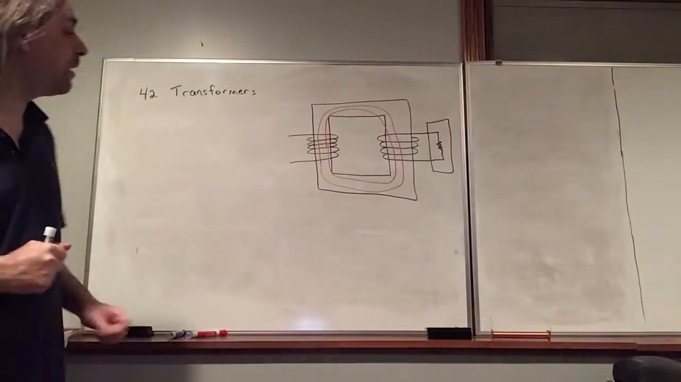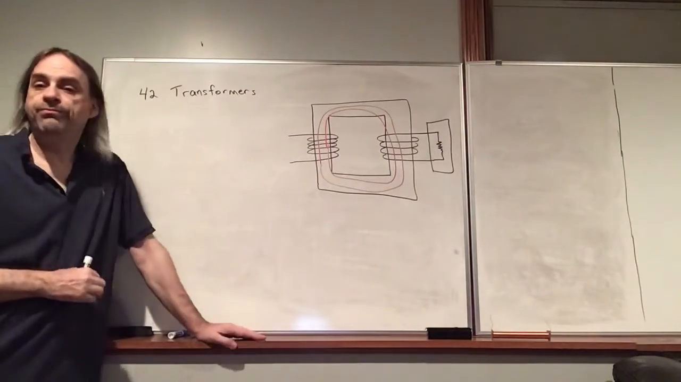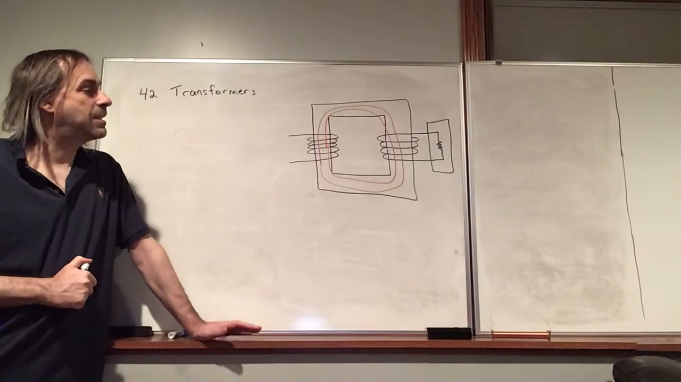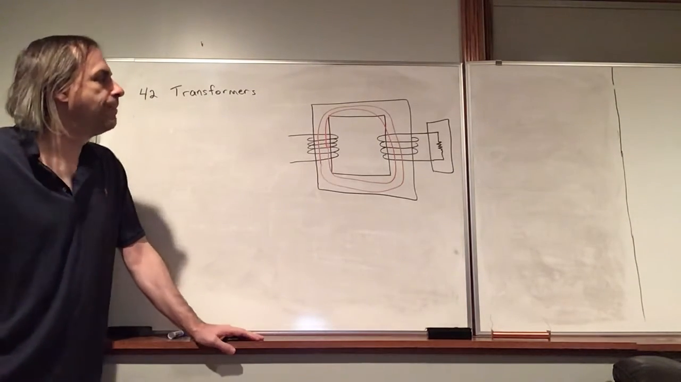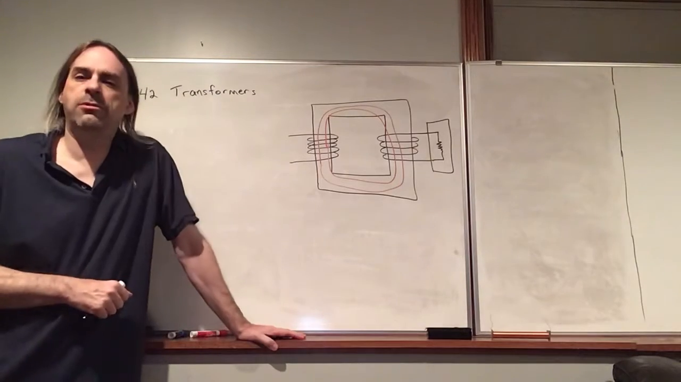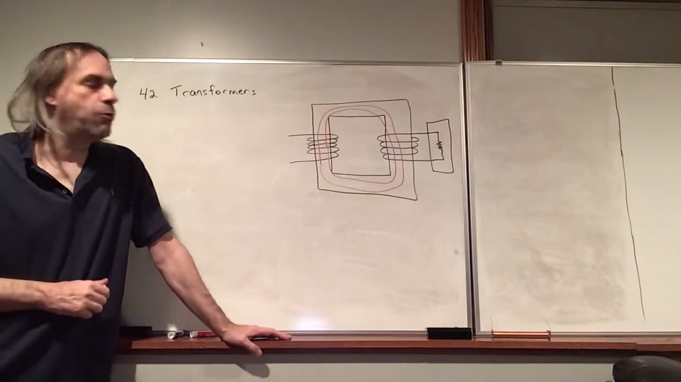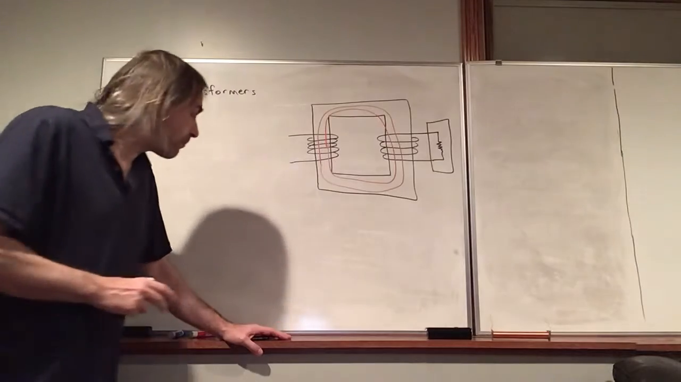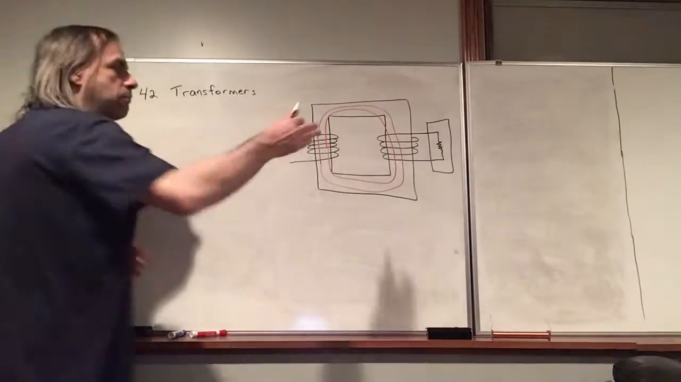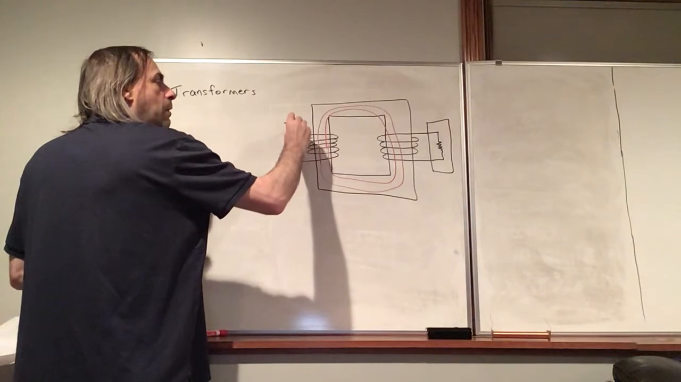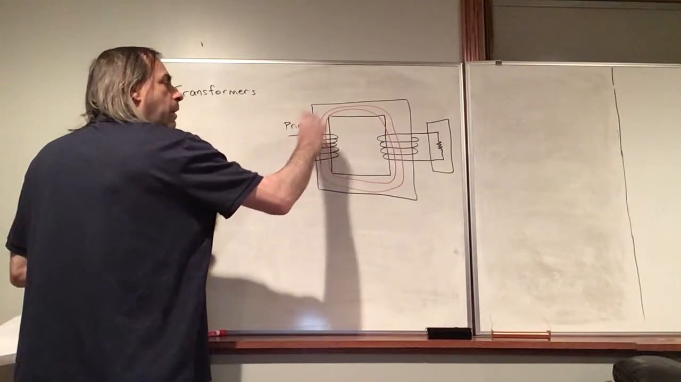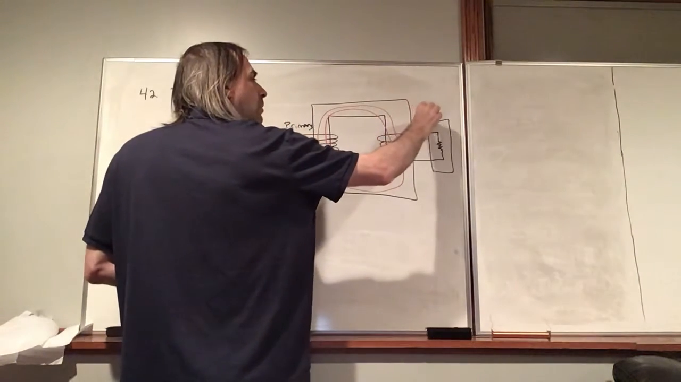Alright, so we're going to talk about a device called a transformer. Kind of drew one here. Basically, a transformer, just used as an example of mutual induction, where we have two coils. This is our primary and a secondary coil.